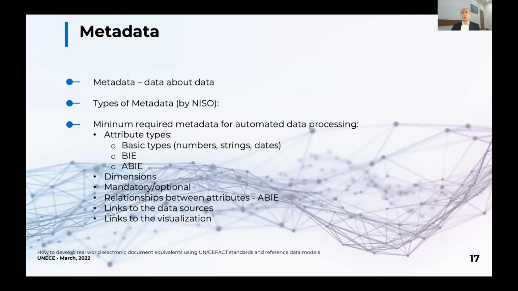About metadata itself, ECON defines metadata as a means of classifying, organizing, and characterizing data or content. In other words, metadata is data about the data. NISO introduced the next types of metadata. This is descriptive metadata, administrative metadata that includes technical, preservation, and rights metadata. Also, this is structural metadata and markup languages.